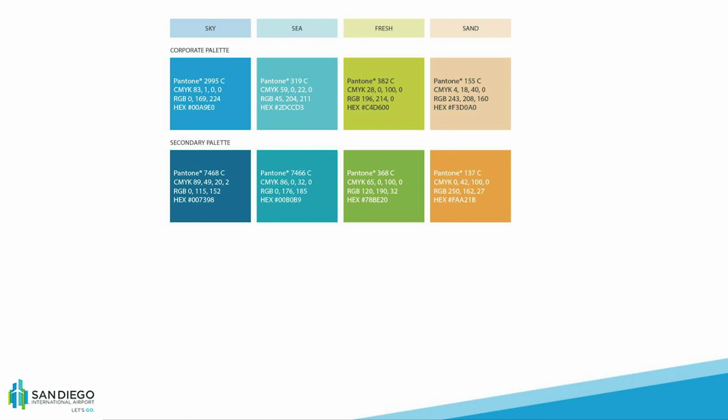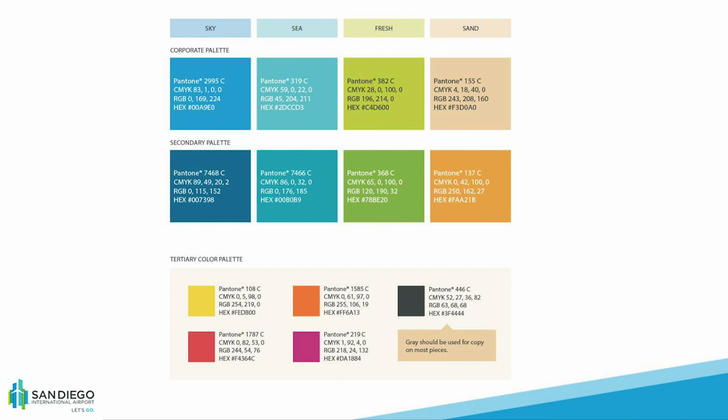With the exception of copy, for which gray should be used, we should always strive to stay in our corporate or secondary palettes. However, if you're stuck with a photo that doesn't play well in the sandbox with our corporate colors, the colors shown within our tertiary palette are here to help. The color palette is easy to use and can be followed by simply typing in the Pantone, CMYK, RGB, or hex codes into the program you are working within.